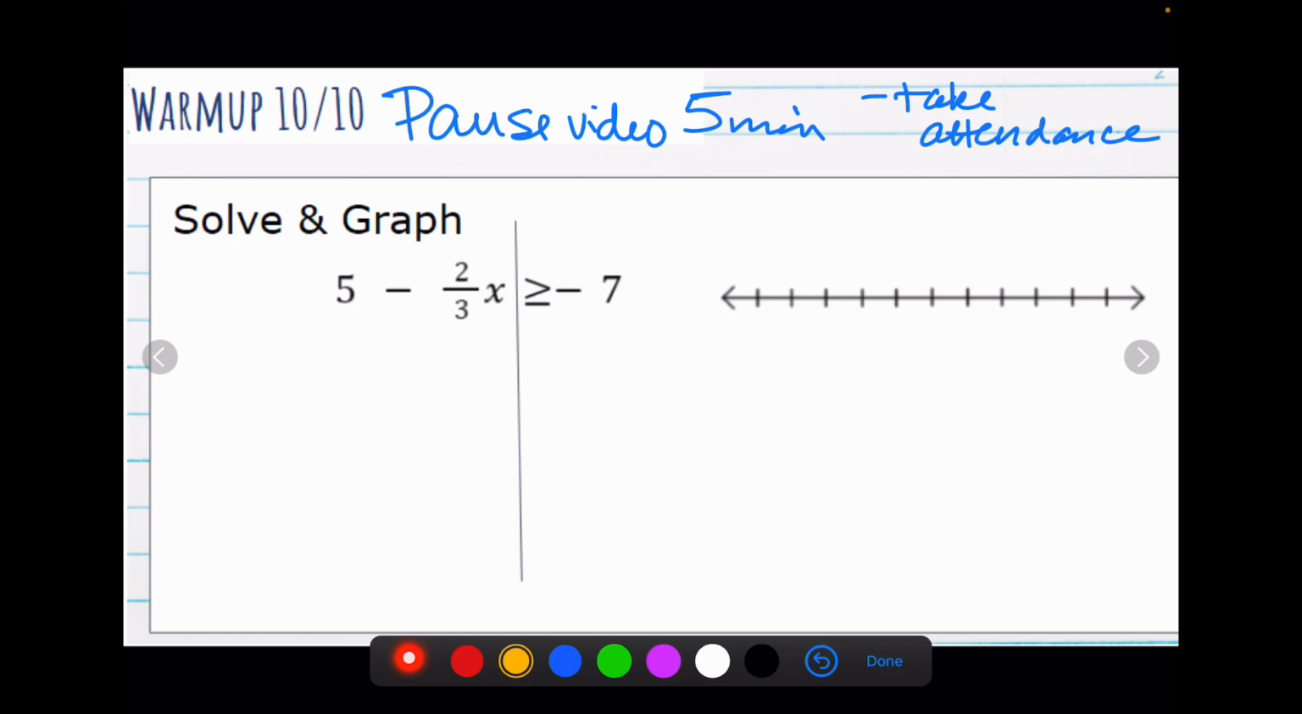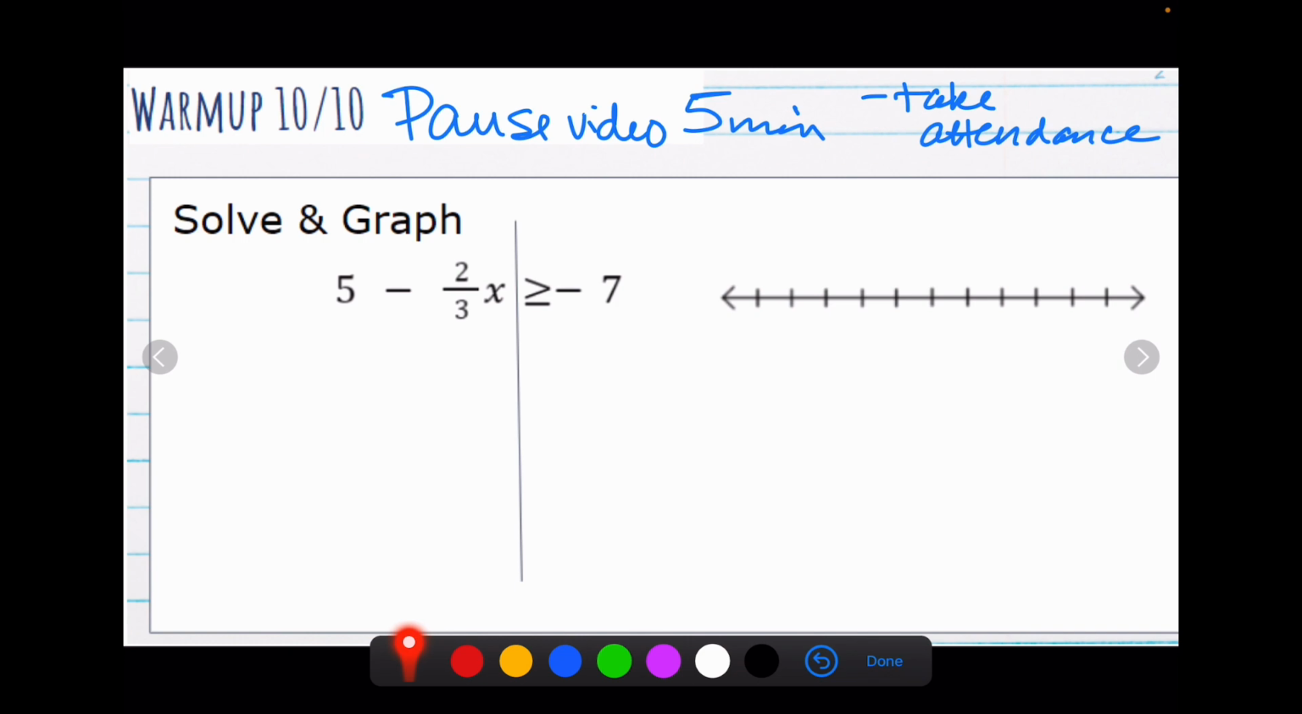So for today's warm-up, we're going to go ahead and solve this two-step inequality. This is worked out the same way as a two-step equation. The only difference is that, again, there's no equal sign in the middle or towards the side, and we do have a number line. So we do have to worry about that after the fact.